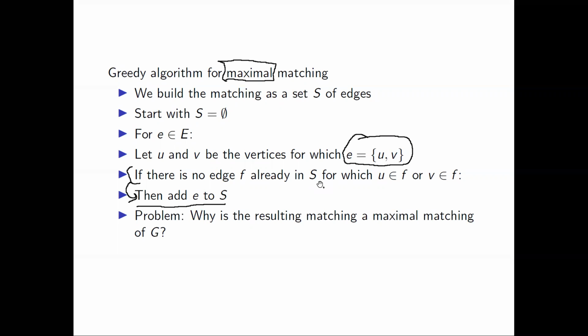And I have a problem for you to think about related to this greedy algorithm. When the algorithm finishes, so when we get through the whole list of edges and we have this matching at the end that we've built, why do we know that the matching that we've built with this algorithm is actually a maximal matching? So why do we know that we can't add any edges to it and still get a matching? So I'll let you think about that.